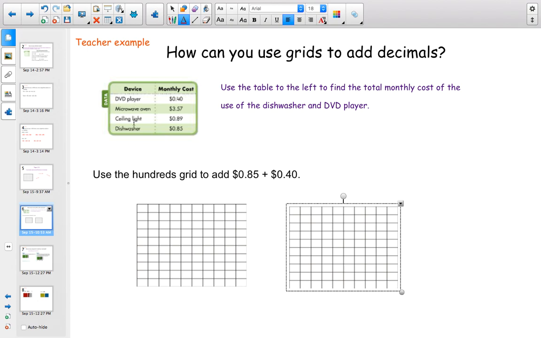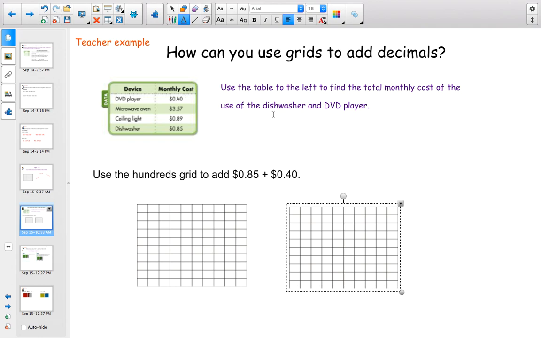Here to the left we have a table with some different data for us. So we have the device and then the monthly cost. A DVD player costs 40 cents. A microwave oven costs $3.57. A ceiling light costs 89 cents. And a dishwasher costs 85 cents to use.